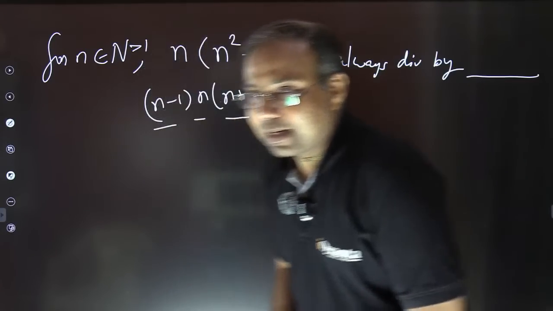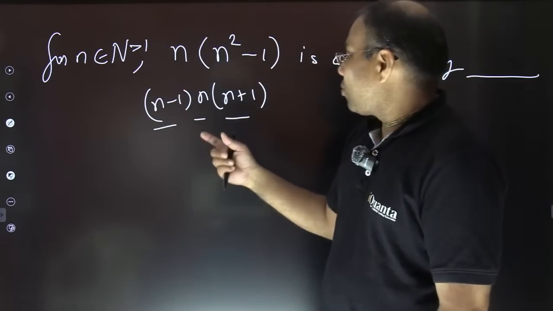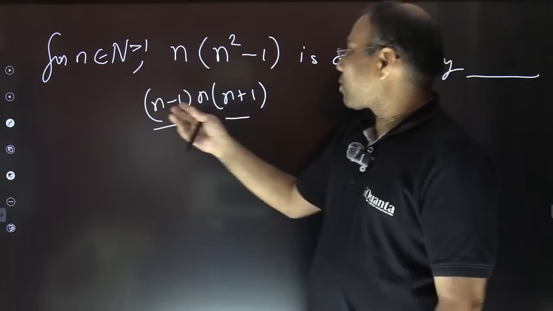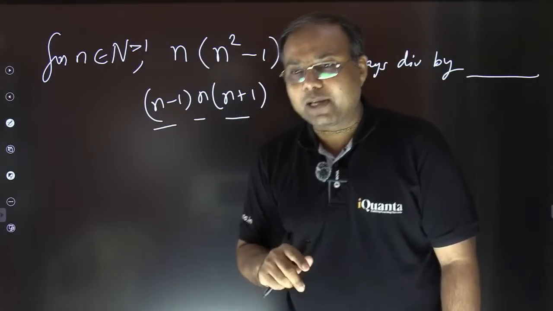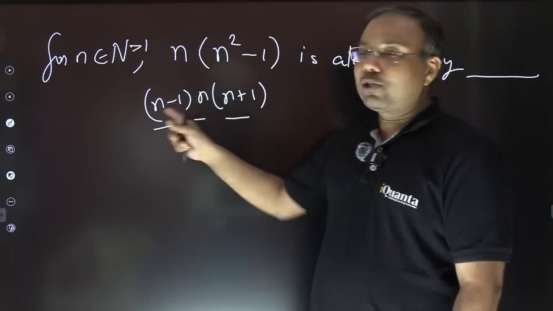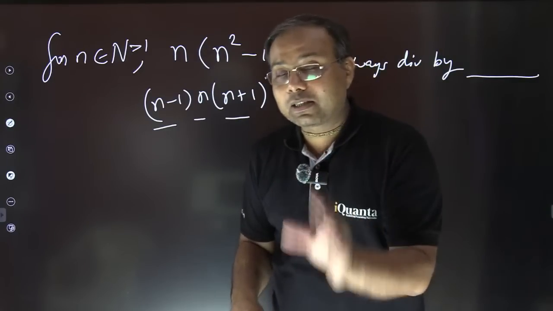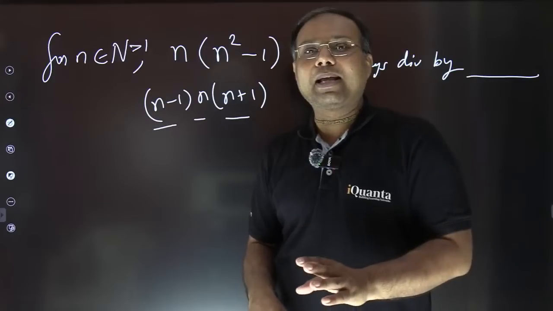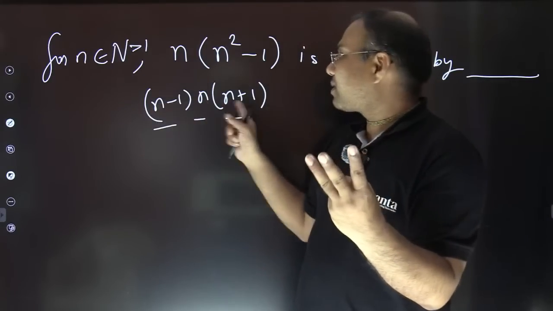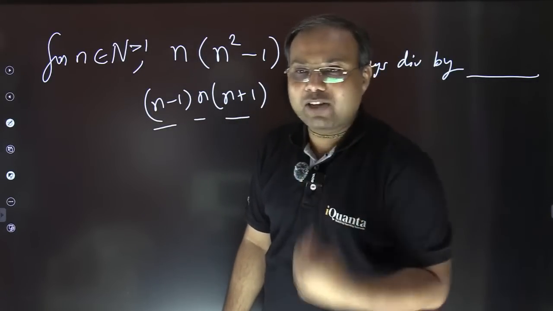Listen, Shreyan. So n minus 1, n, n plus 1, it is the product of 3 consecutive integers. Now please listen and carefully answer me. Out of these 3 consecutive integers, please listen and carefully tell me, how many of these 3 numbers will be divisible by 3? इनमें से कितने numbers होंगे जो 3 से divisible होंगे?